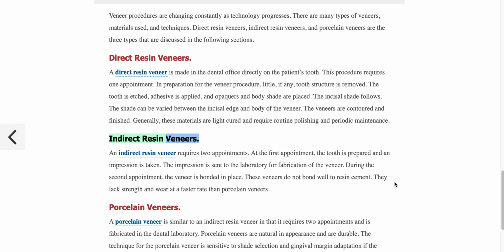Indirect resin veneers. An indirect resin veneer requires 2 appointments. At the first appointment, the tooth is prepared and an impression is taken. The impression is sent to the laboratory for fabrication of the veneer. During the second appointment, the veneer is bonded in place. These veneers do not bond well to resin cement. They lack strength and wear at a faster rate than porcelain veneers.